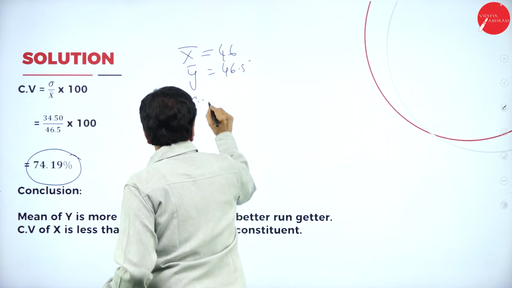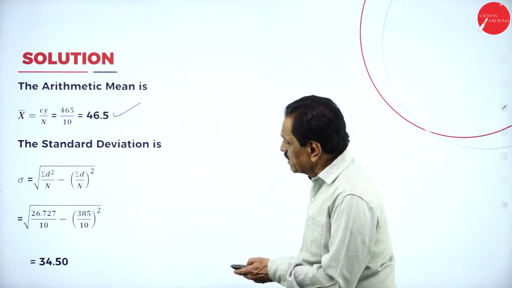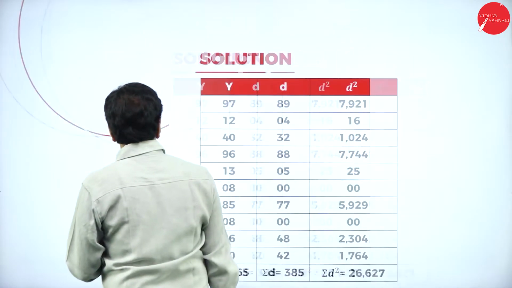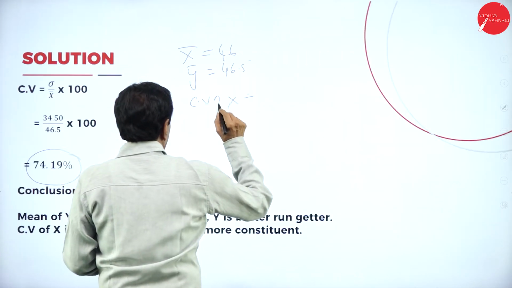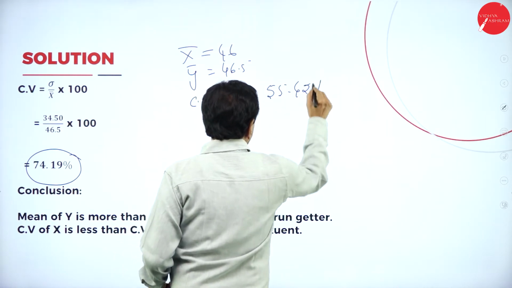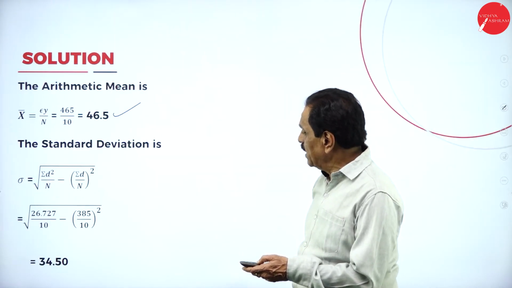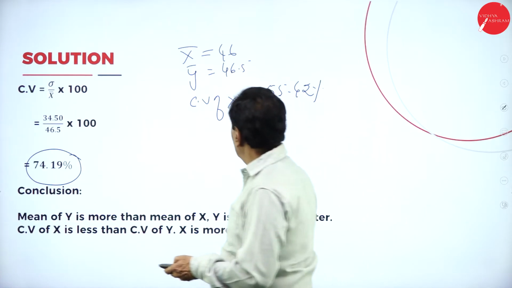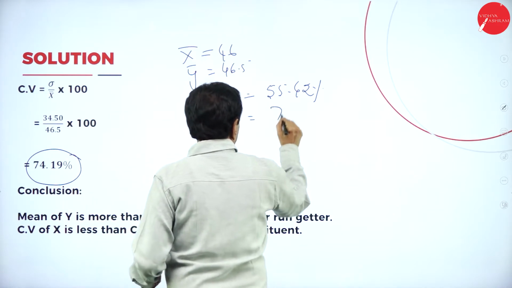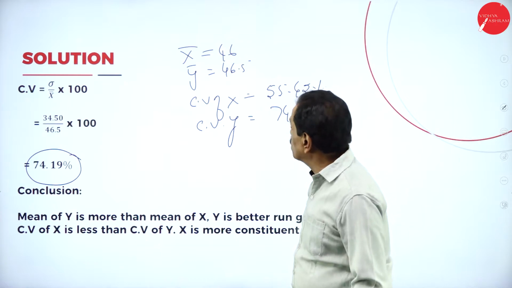CV of x, if you see that, CV of x is 55.42 percentage. This goes in favor of x. Then CV of y is equal to 74.19 percentage. Now, whose average is more?